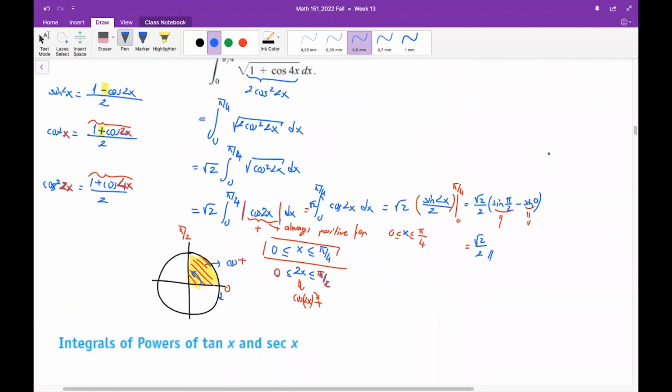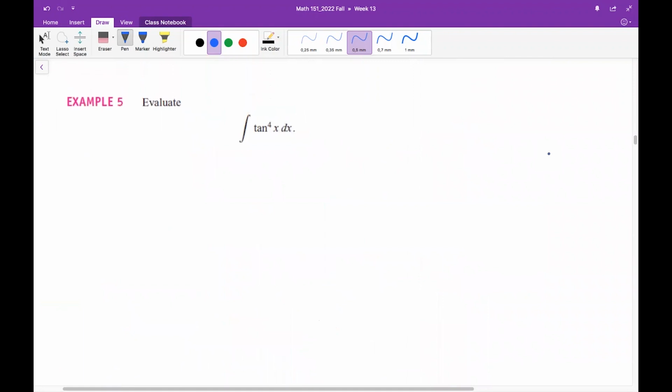So let's solve the first example on this: the integral of tangent to the power 4 x dx. What to do? First of all, let me also write here, we will make use of these trigonometric formulas relating secant and tangent x to each other. So this is something that we may use. Let's write this function as tangent square x times tangent square x, and instead of one tangent square x, we can use secant square x minus 1.